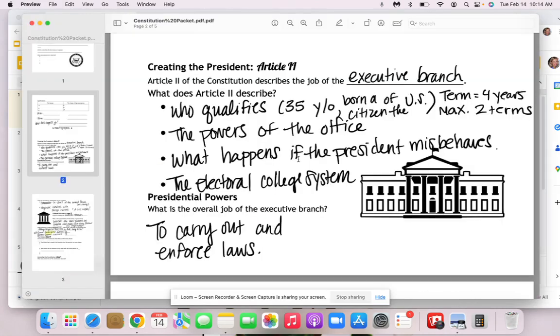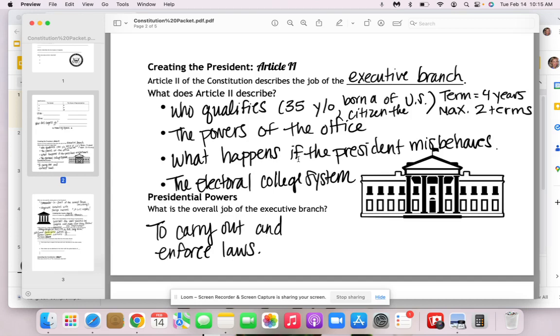So if your class is still on Article 2, Article 2 describes the job of the executive branch. So that is the president, the vice president, and the president's cabinet. What does Article 2 describe? It describes who qualifies to be president. You have to be 35 years old. You have to be born a U.S. citizen. So that's the main difference in the citizenship rules for this branch, that you have to be born a natural citizen of the U.S.